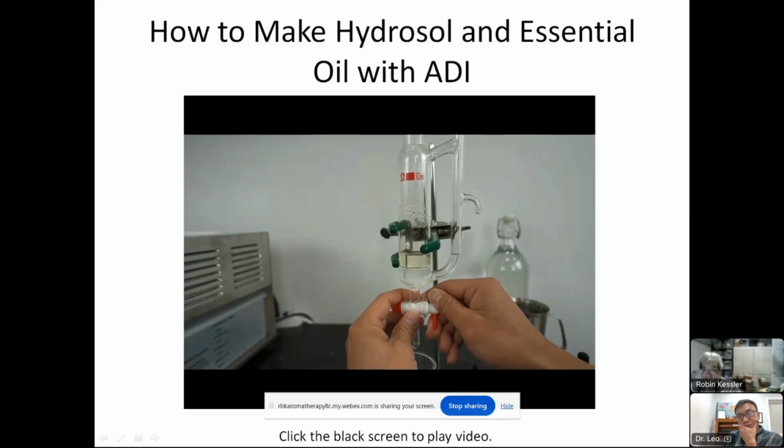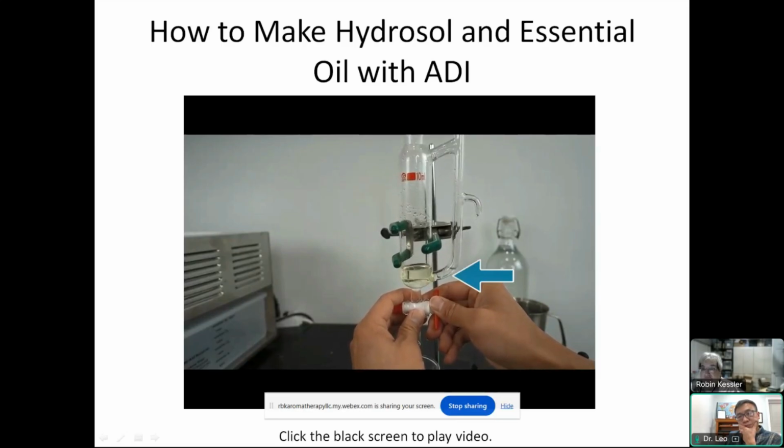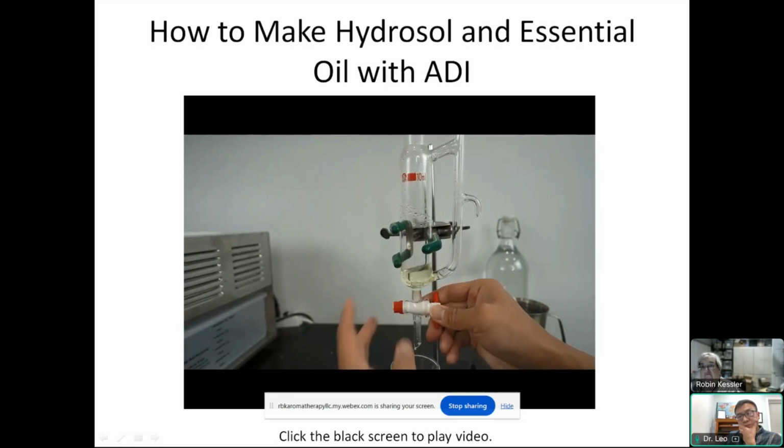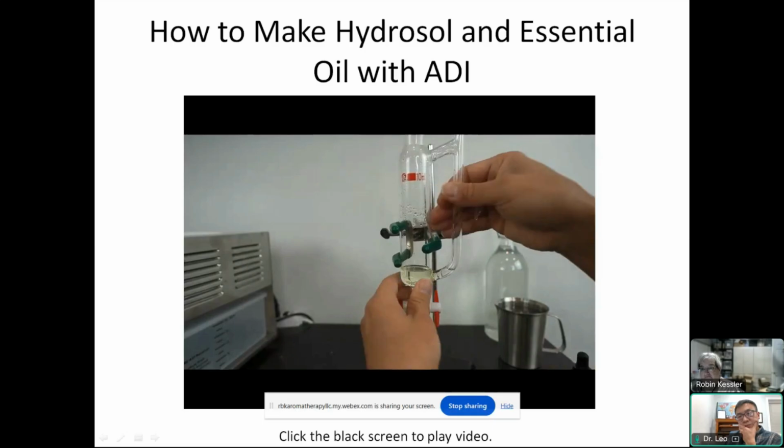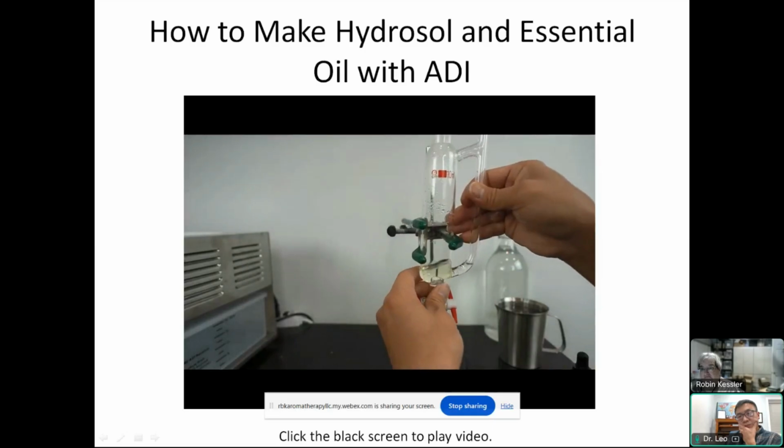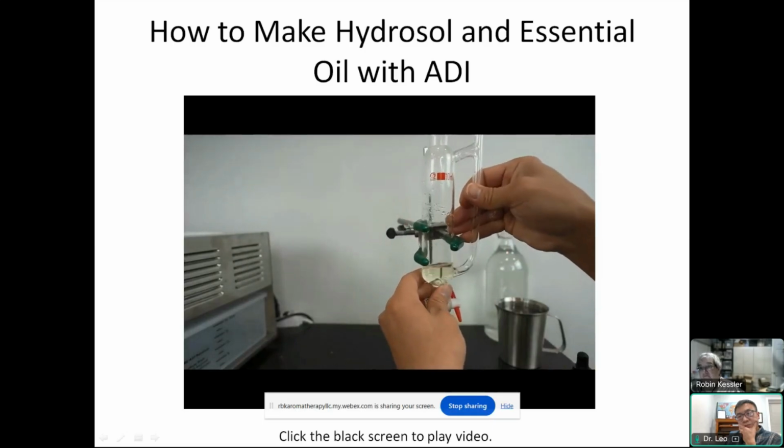When you're getting too close to the end, slow down by closing the valve a little bit, so let the hydrosol move. And you can do a little shake, just gently, very little shake. And sometimes you just close it and do more shake. Just let the hydrosol come out, all of them coming out.